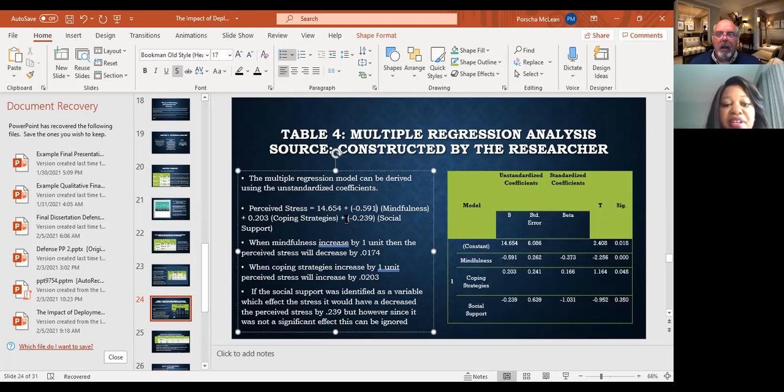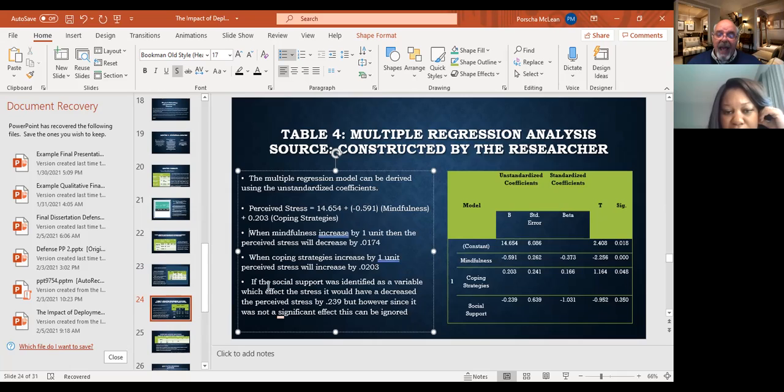Yes, and I said if social support did have an effect on stress, then it would decrease by 0.239, but it doesn't have significance, so we can ignore that. Yeah, just delete that whole thing after the plus sign. Okay. So that's good, right? So that is your prediction model for perceived stress. That's very good. Now, in other words, when mindfulness goes up, stress goes down, way down, right?